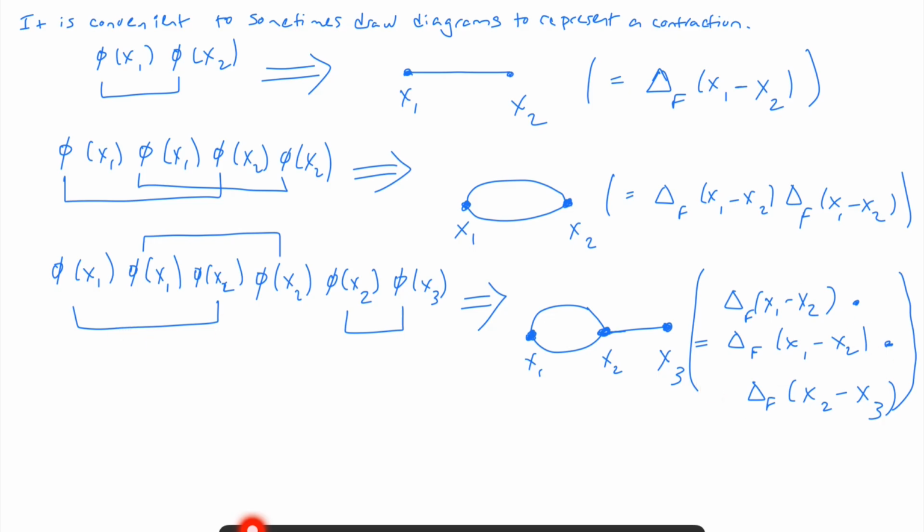If I do these contractions, this term times this term times this term, which is the scalar Feynman propagator from x1 to x2 times the scalar Feynman propagator from x1 to x2 times the scalar Feynman propagator from x2 to x3. So this diagram represents all of this here. And just remember these represent numerical, complex number terms, which you actually have to represent as an integral, but the whole integral will end up being a number.